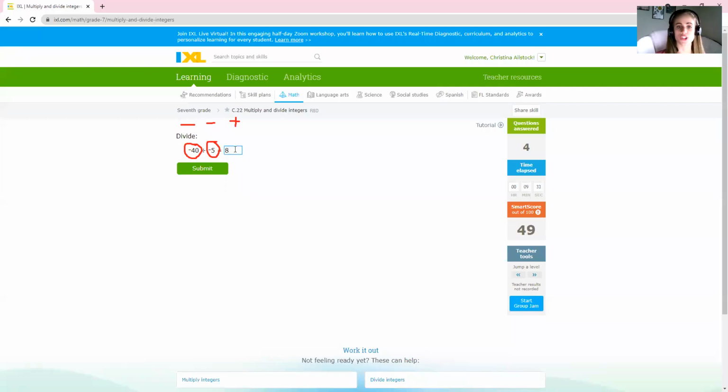Positive 8 is our answer. Let's do this one and then we'll bump it up a notch one more time. Multiply -3 times 3. Look at your signs. Are they the same or different?